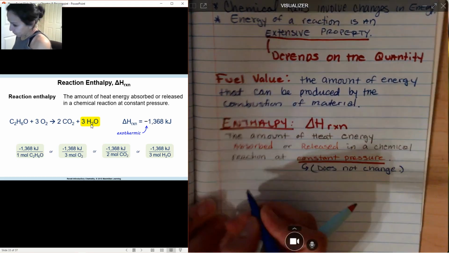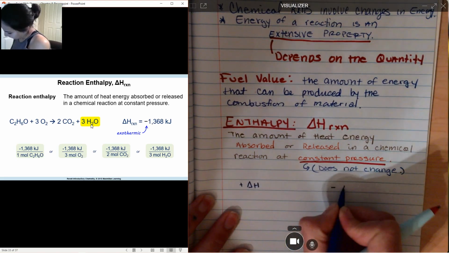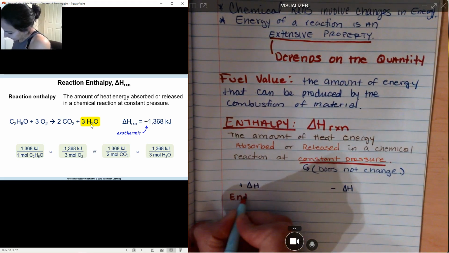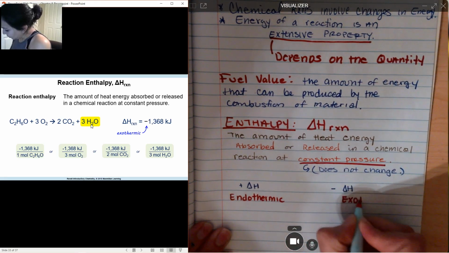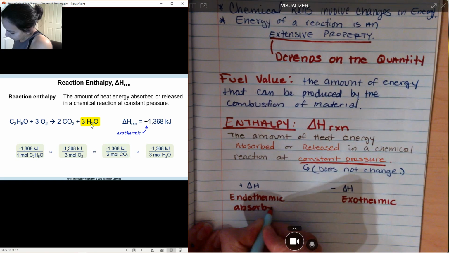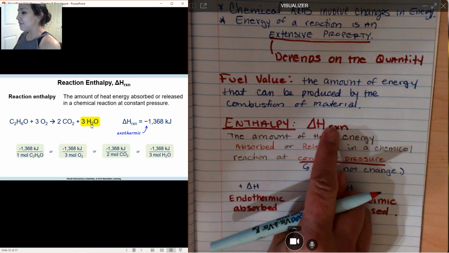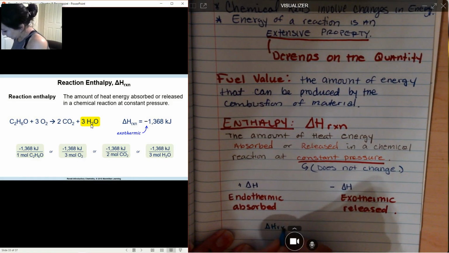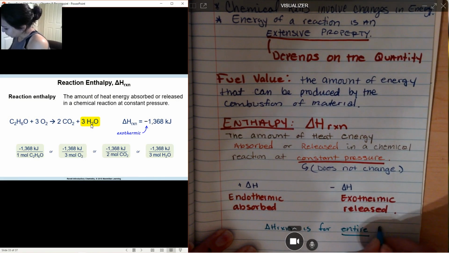Now there's a couple things we're going to write here to take in our notes. A positive delta H versus a negative delta H. Remember, if it's positive, it's absorbing energy, and this is endothermic. And if it's negative, it's exothermic. So this means energy is being absorbed, and this one means energy is being released. And remember, this is the value for the entire reaction.